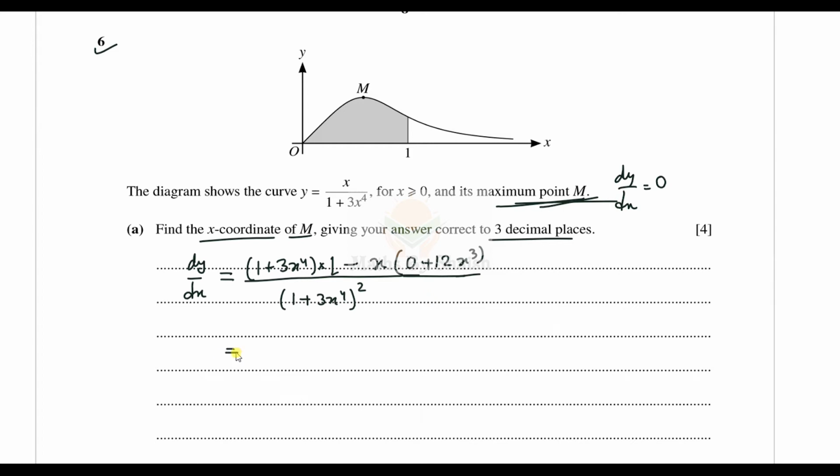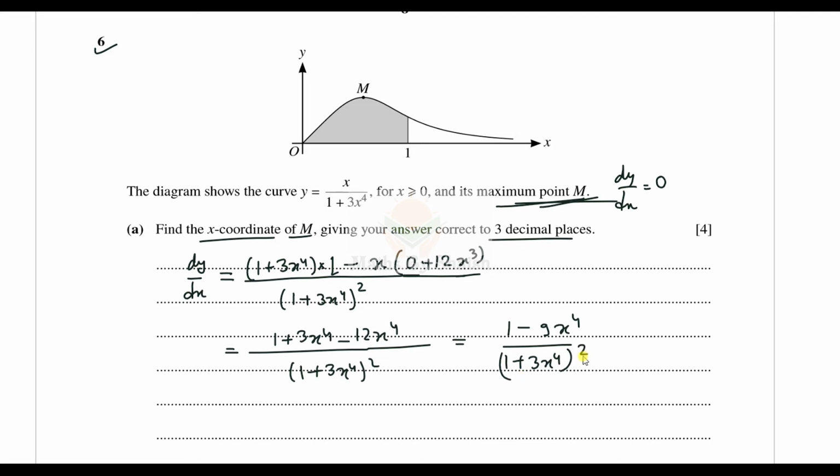We'll simplify one more time, then make it equal to 0, and it can be written as 1 plus 3x to the power 4 minus, it is not required to write, 12x to the power 4 over (1 plus 3x to the power 4) whole square, and which can be written as 1 minus, it is like term, so minus 9x to the power 4 over (1 plus 3x to the power 4) whole square.